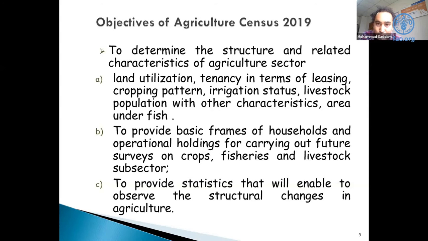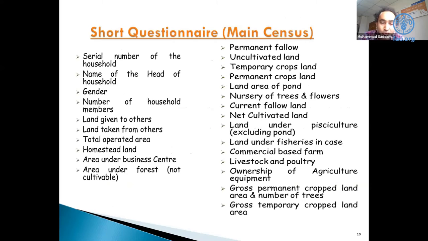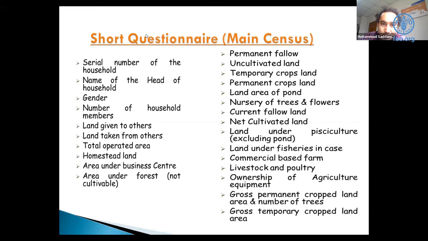And then the short questionnaire. When we conducted the agriculture census in 2019, we used the short questionnaire. We collected around 25 key indicators through the questions. We can show the questionnaire here as well. It's a little bit small as I scanned it from my book. These questions cover about 25 key indicators we collected data on from the short questionnaire.